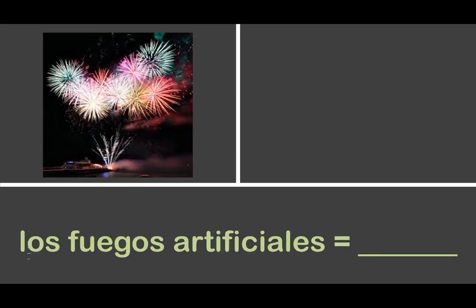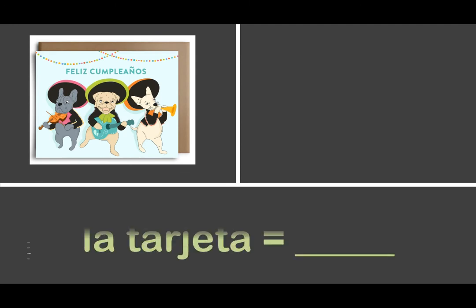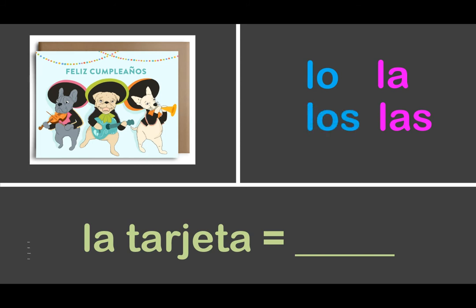Los fuegos artificiales. Lo, la, las, or los. Look at the definite article. Los. To say them to replace the fireworks, you would say los. Los replaces los fuegos artificiales. La tarjeta. Lo, la, las, or los. To replace la tarjeta, look at the definite article. It would become la for it.